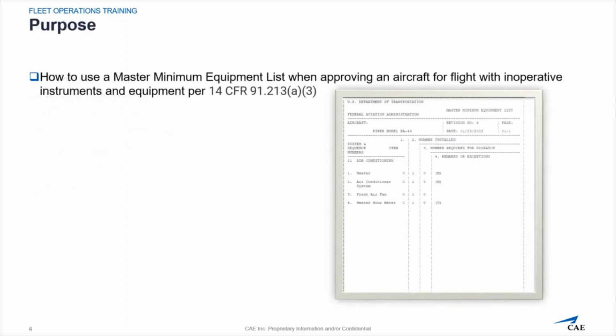The purpose of this training is to show you how to use a master minimum equipment list when approving an aircraft for flight with inoperative instruments and equipment, per 14 CFR 91.213, paragraph A, section 3.